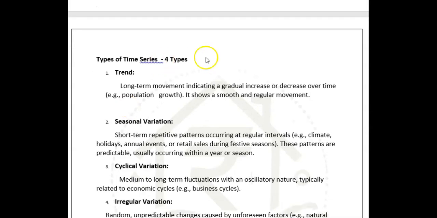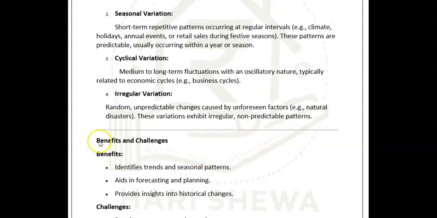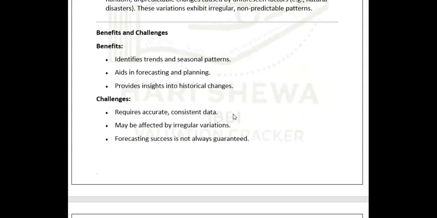There are four types of time series. Trend is long-term. Seasonal variation is due to season, winter, rainy season, or sales in Diwali, Christmas, 15th August. That is seasonal variation. This is short term, 3 months, 4 months, 6 months. Cyclical variation is a medium to long term fluctuation with oscillatory nature. Irregular is due to random, unpredictable change due to war, economic condition, very heavy rains, or the COVID situation. These are the four types of time series.